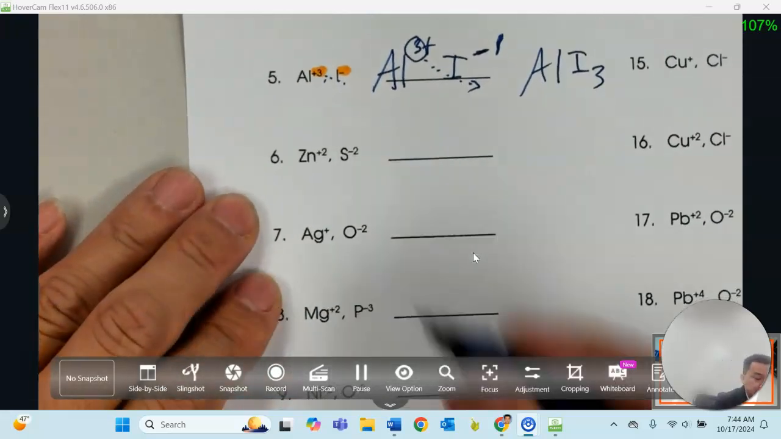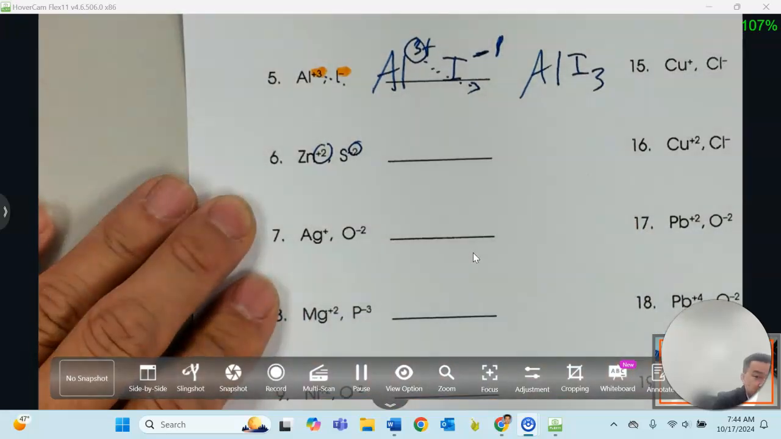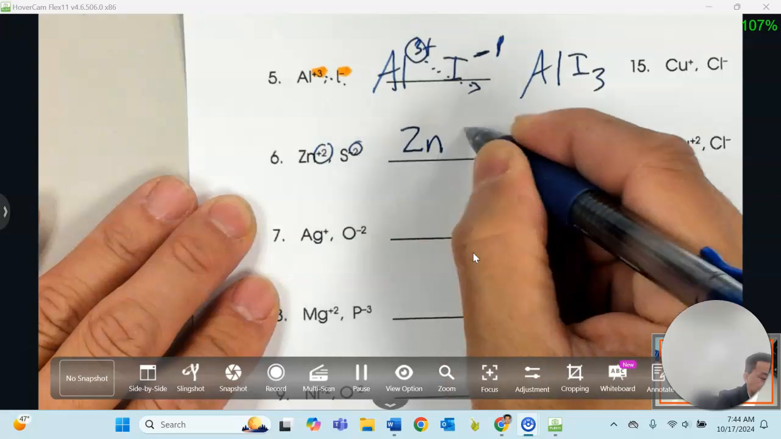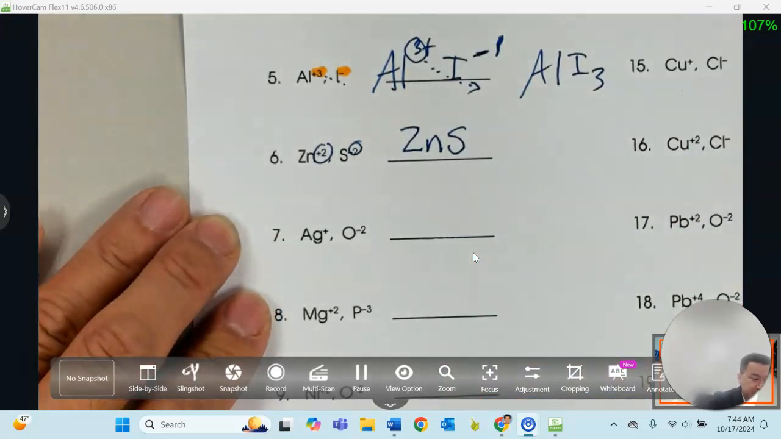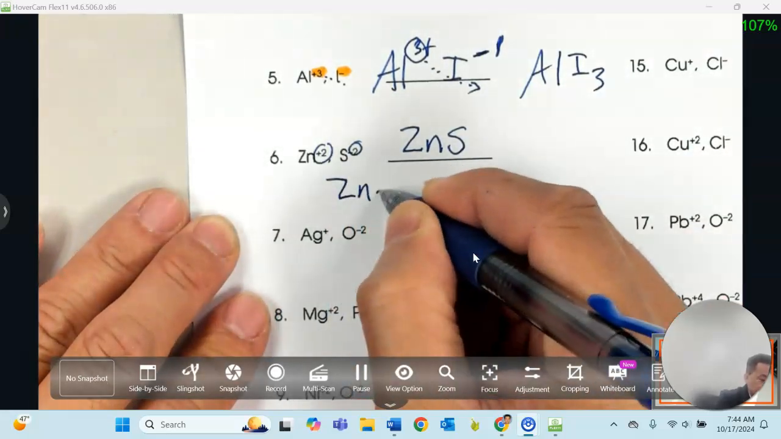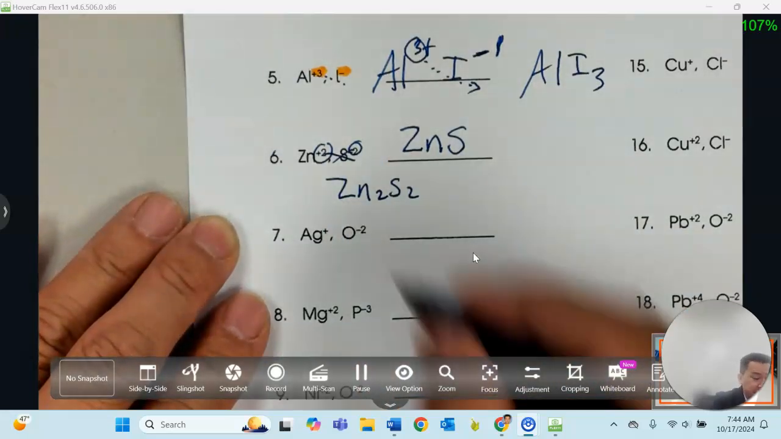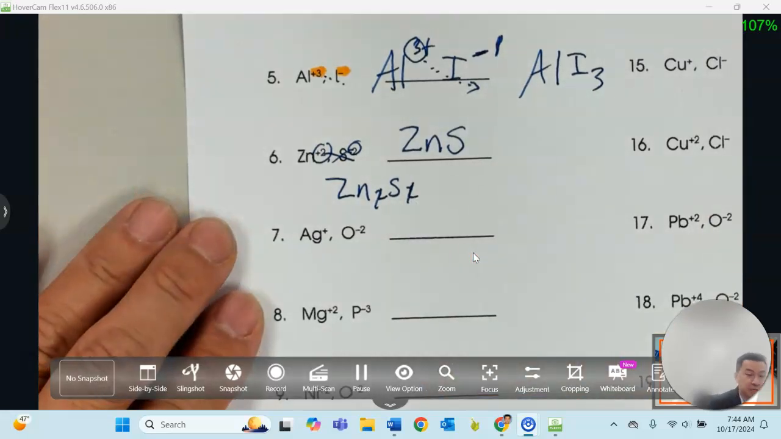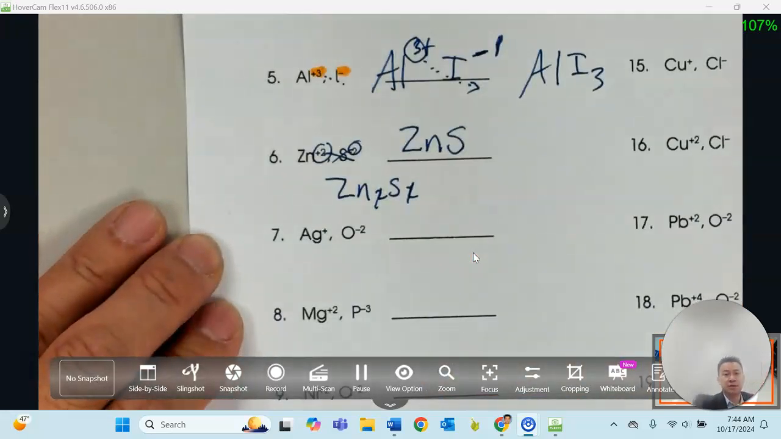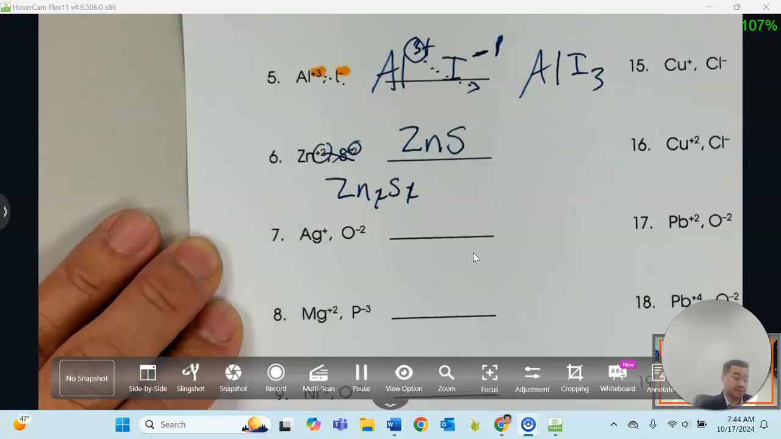So number 6 here, you have +2 and -2. So they cancel each other out, so you don't need to cross them. Just 1 Zn, 1 S. If you cross them, you'll get Zn2S2, right? You just cross the number. If you do that, you have to simplify too. You have to simplify, so that's the 1 to 1. And if it's 1 to 1, you don't need to write it.